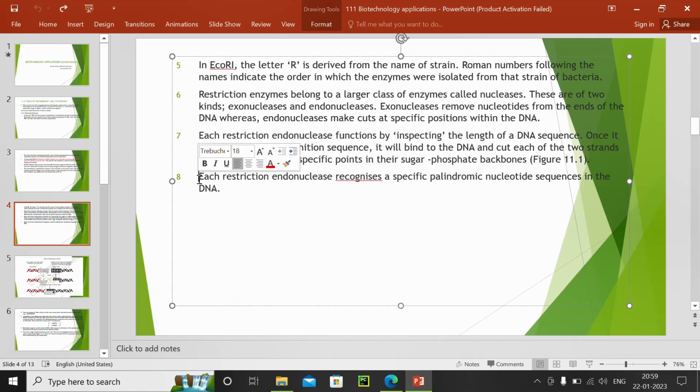Each restriction endonuclease recognizes specific palindromic nucleotide sequences in the DNA. So what does palindromic stand for here? Palindromic means a DNA molecule has a particular sequence of 6, 7, 8 or more base pairs which is palindromic, meaning it reads the same forward and backward: from the first base pair to the last base pair on one strand, and in reverse order on the second strand from the last base pair to the first base pair. That is how.